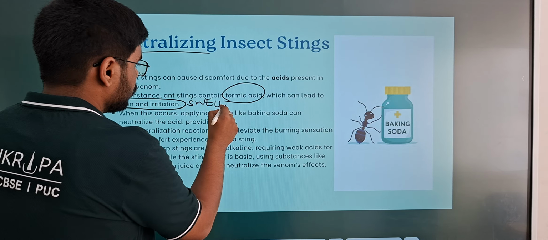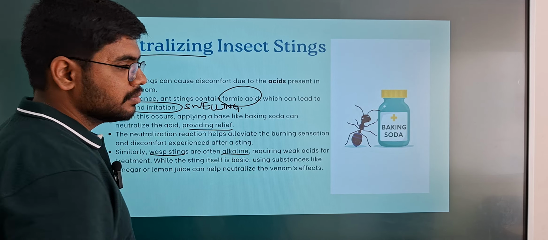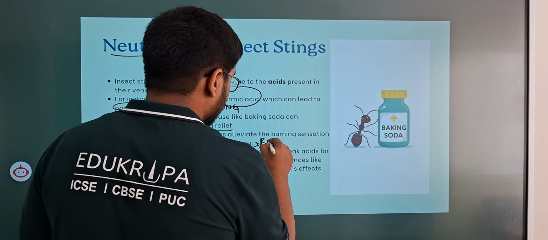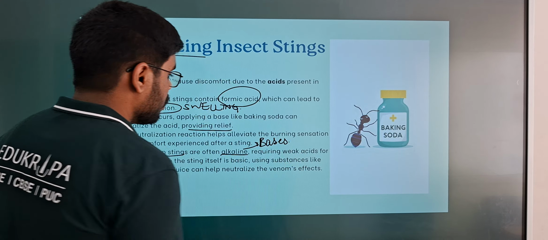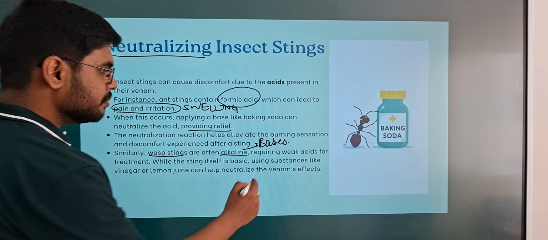Next, are all the bee stings or all the insect stings acidic in nature? No. In some cases, for example, a wasp sting is usually alkaline. Alkaline is nothing but one of the bases. Alkaline's other name is bases. Okay. We will apply weak acidic substances to neutralize this wasp sting, thereby again relieving the pain.